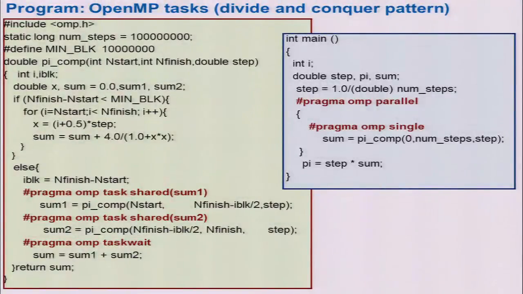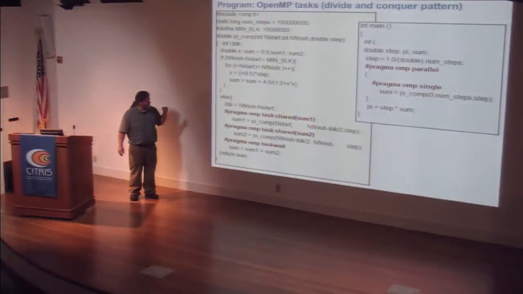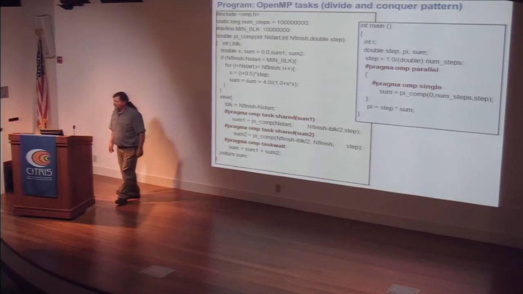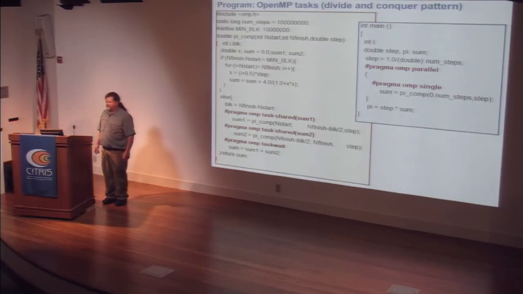A lot of code here, but not that simple, not that hard. I create a Pi compute. I define a minimum size, and if my block, end minus start, is below the minimum size, I just compute the block of the loop. All right? If not, I split it. And I split it by computing where I am at the start. I create a task to do that piece. I create a task to do the second piece. I call the task wait. That should look pretty straightforward with the tasks we covered.